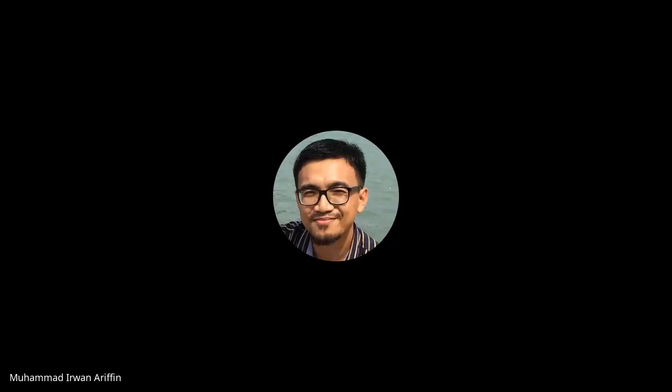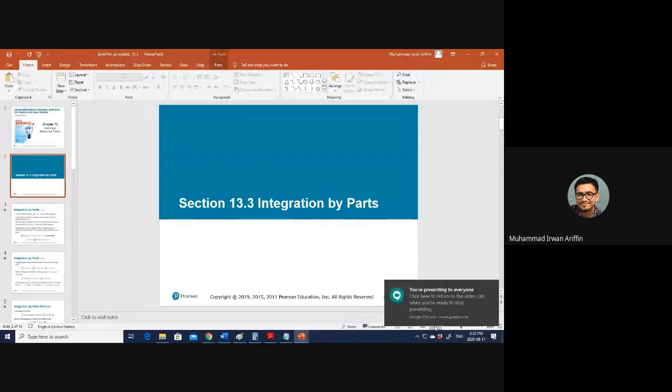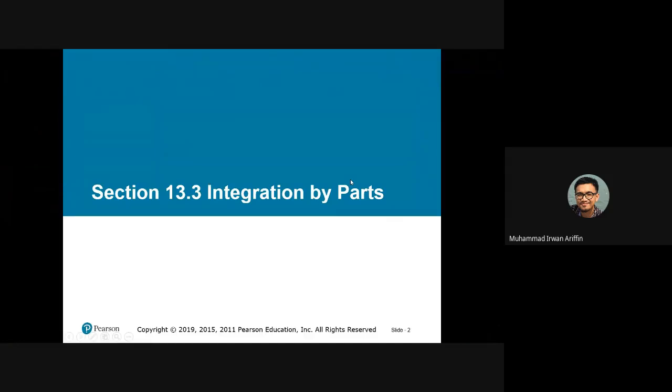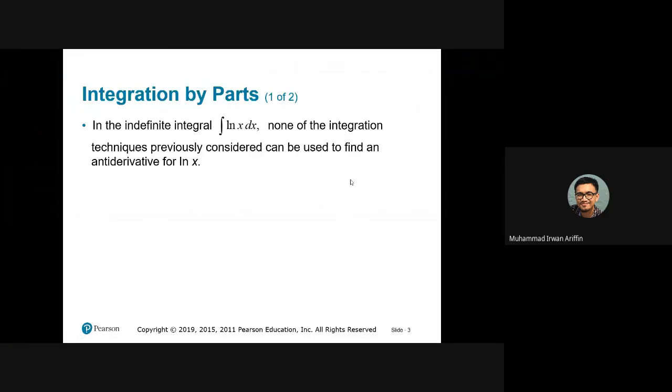So we'll continue our discussion with regard to integration. What we're going to do today is discuss integration by parts. Let me just get the slides on the screen. Okay, so what is this integration by parts? It is simply a technique for you to do integration.